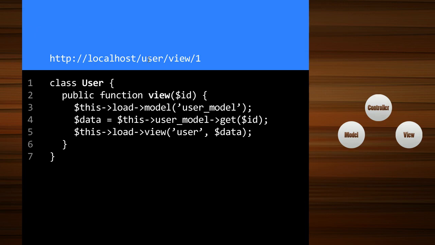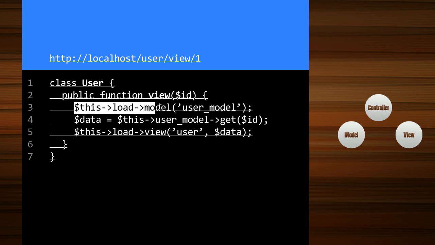We load the user controller, so we have class user. We go to the method view, so we go to the view, and we're passing a parameter of 1. This would be like if we wanted to look at an individual's profile. And we have the ID right here. So the first thing we have to do, since we're saving our records in the database, is access the database, and we do that with a model. So I use this load model, user model.